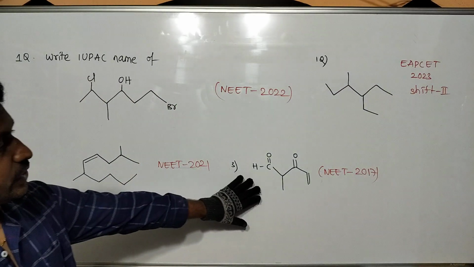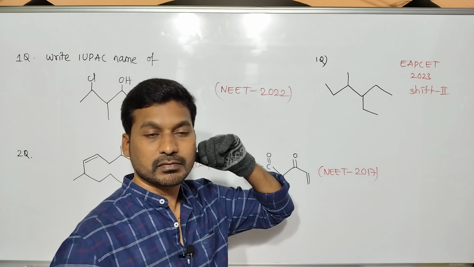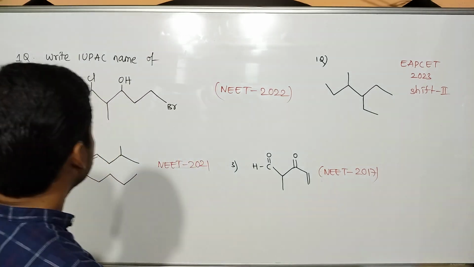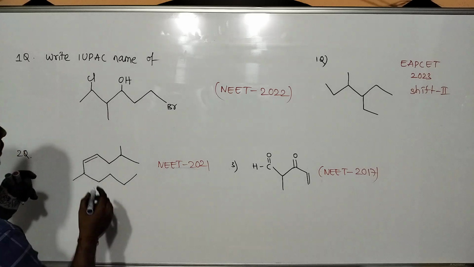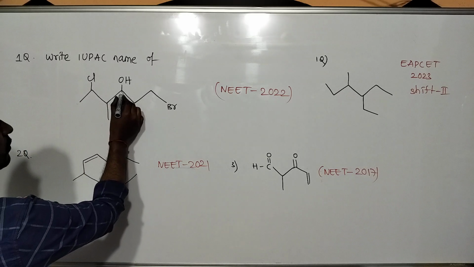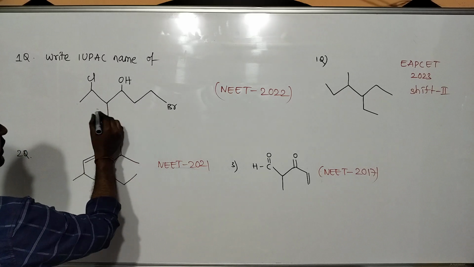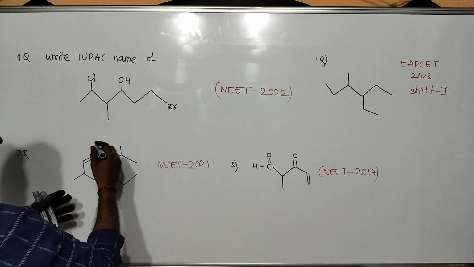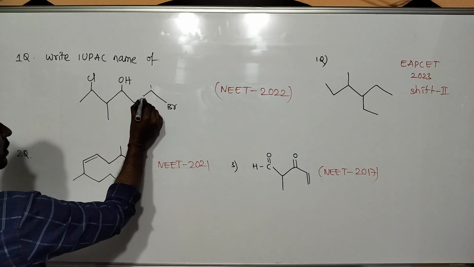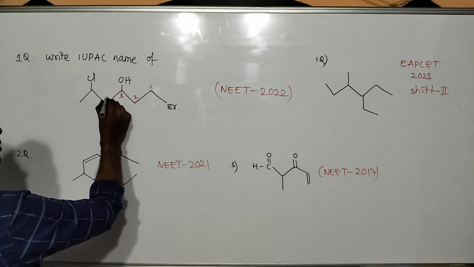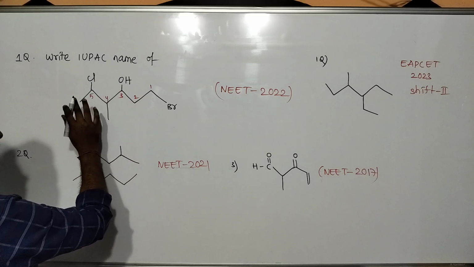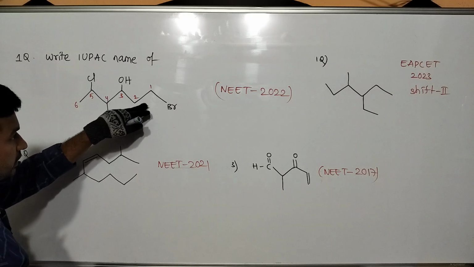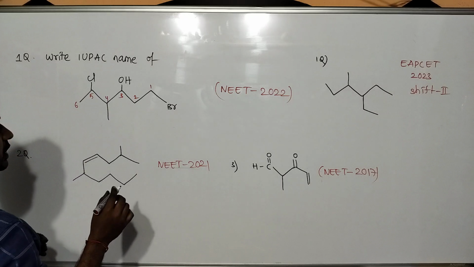Next, these three are NEET questions, and one APSET question, from IUPAC nomenclature and basics. First, how do we number the 6 carbon atoms: 1, 2, 3, 4, 5, 6? If you number from right to left, the functional group gets the lowest possible number. Leave aside the substituents; you have to give priority to the functional group. In this way, the functional group gets the lowest possible number.